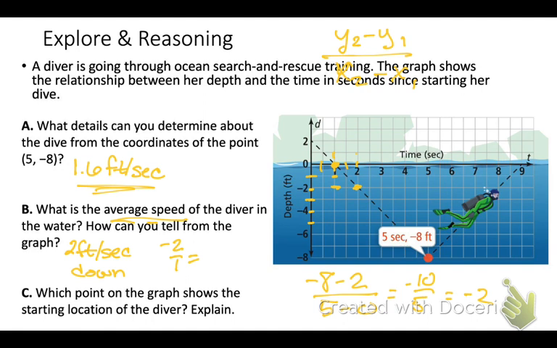Yes. The last one said, which point on the graph shows the starting location of the diver? 2. Why? That's where it starts. Well, that's where it starts, right? Why is it at 2? Why is it not at 0? Because maybe she jumped. Jumped from what? A boat? A dock? She's not standing on the water and jumping in to save someone from the water, is she? No. She's standing on something.